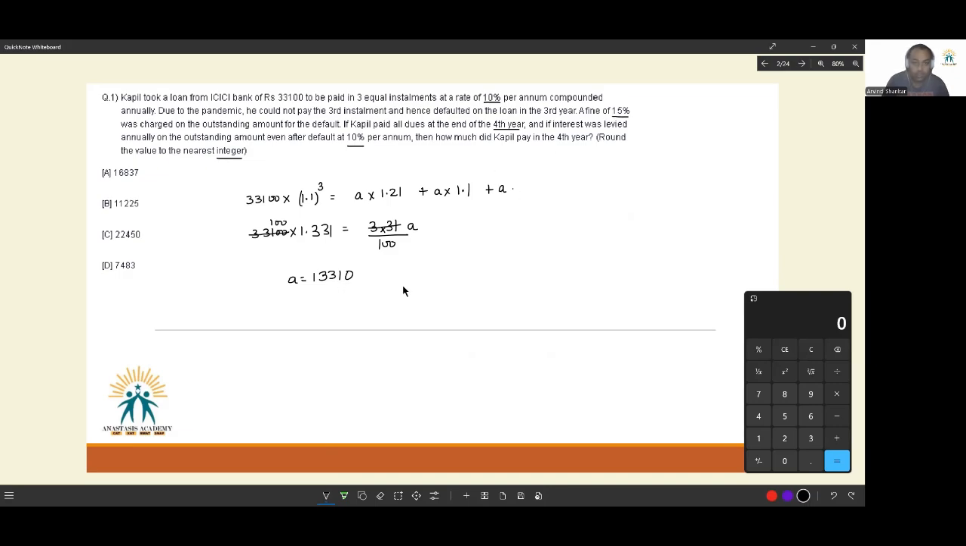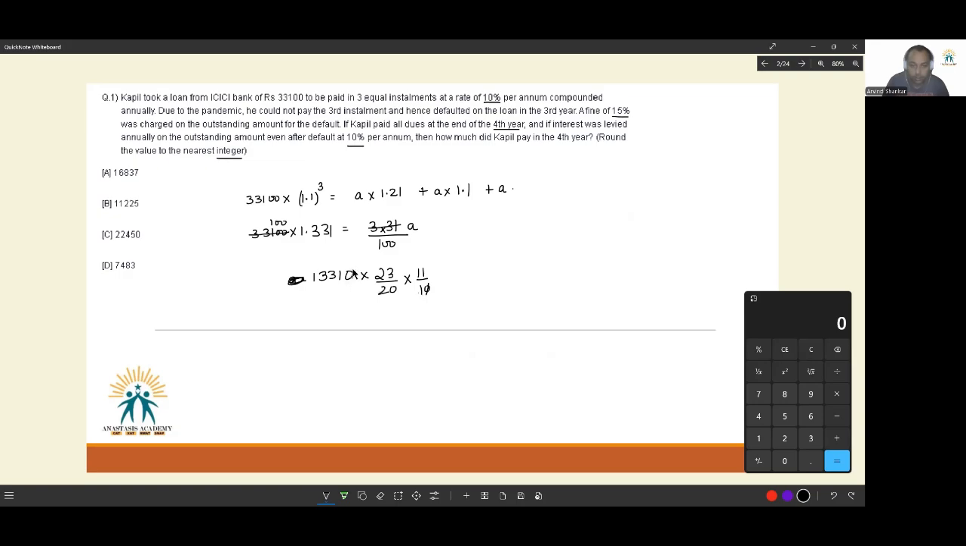So at the end of the third year, he was unable to pay 13,310. And then he is levied a penalty of 15%. So you'll have to pay 13310 into 1.15, which is 23 by 20, and 10% per annum interest rate is also charged, so into 11 by 10. And this will be the final amount that he has to end up paying.